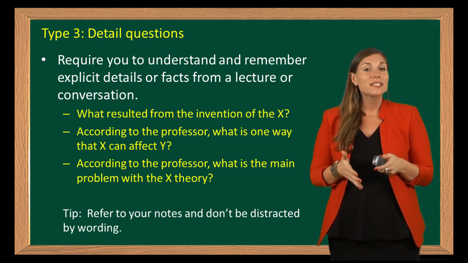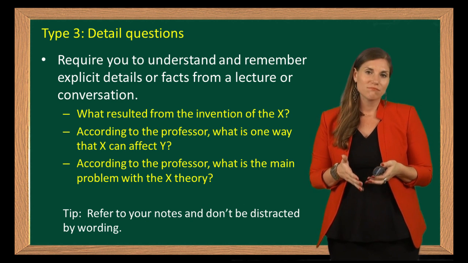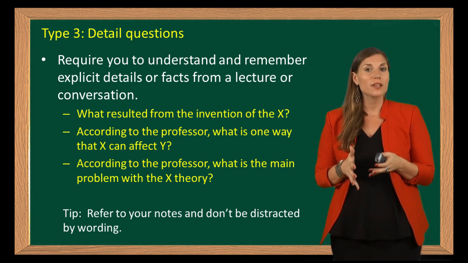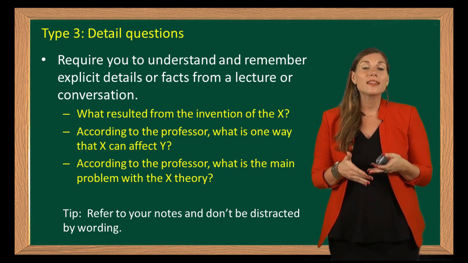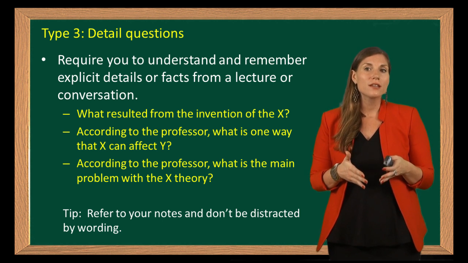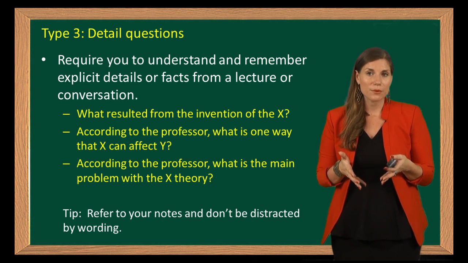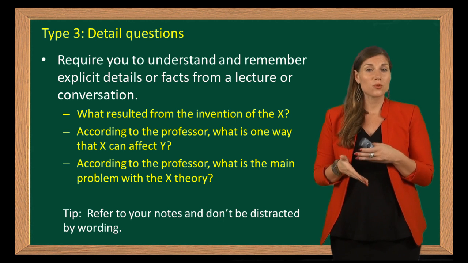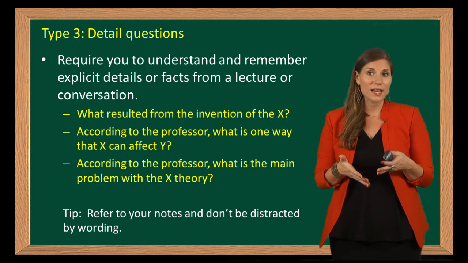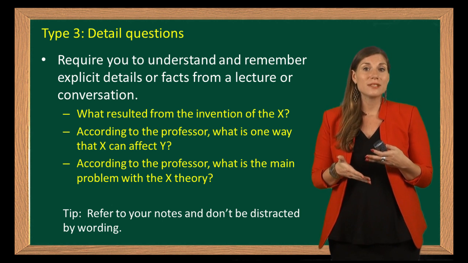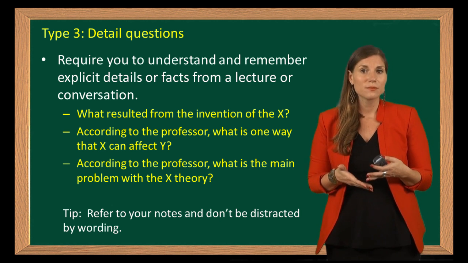Type 3. Type 3 is a detail question. These details are typically related directly or indirectly to the gist of the conversation or lecture, but they provide elaboration, support, or examples. In some cases where there is a long digression that is not clearly related to the main idea, you may be asked about some details of this digression.